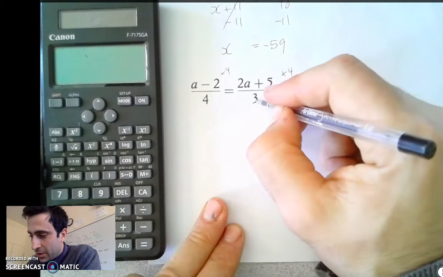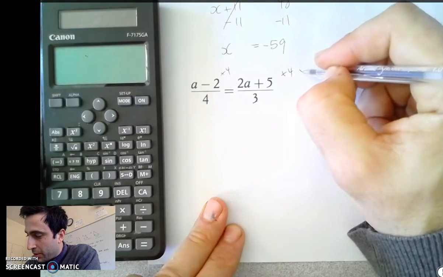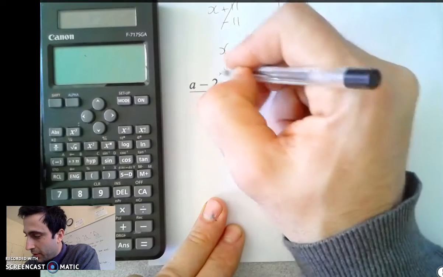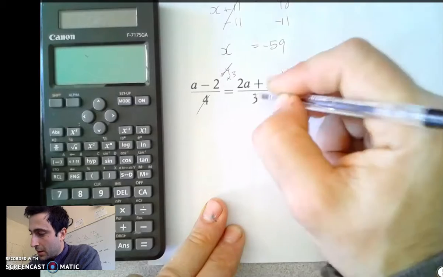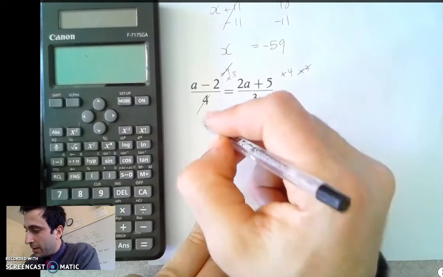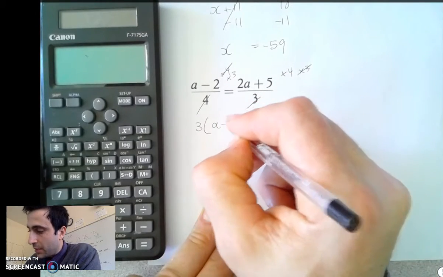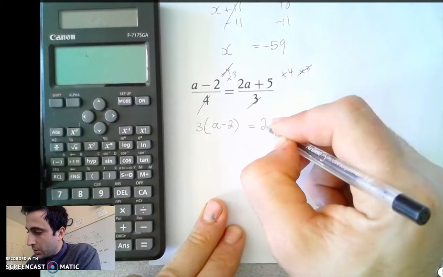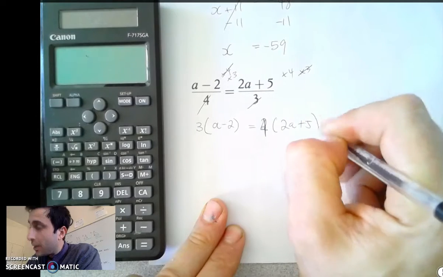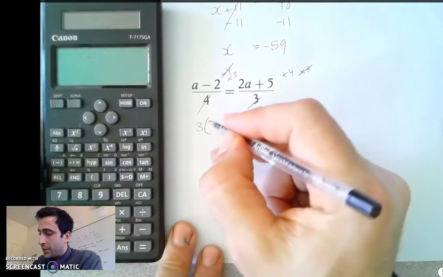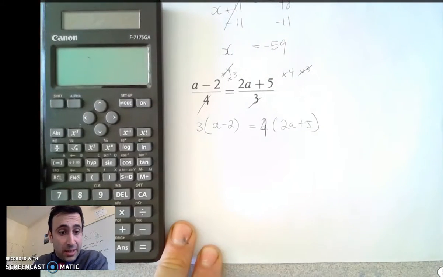And we can actually do this at the same time. Let's multiply both sides by 3. These 4 cancel out. These 3 cancel out. And we end up with 3 brackets a minus 2 equals 4 brackets 2a plus 5. And so, now that we're here, we just expand it out.